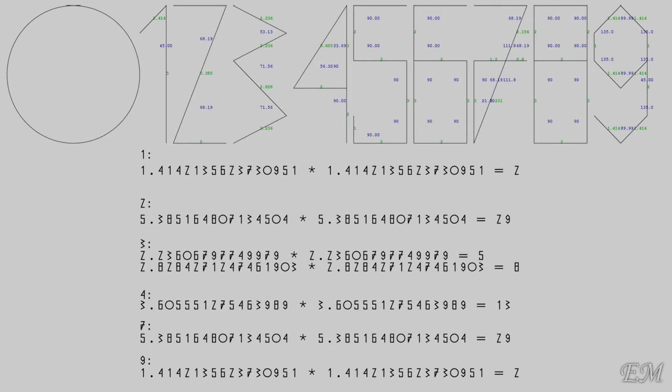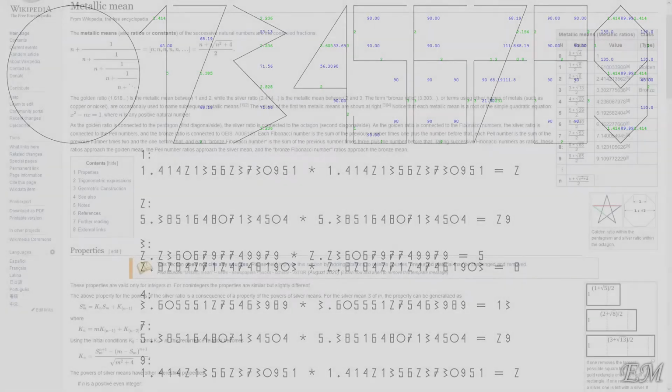The oblique line of the digit 1 has the squared length of 2. 2 has 29, 3 has 5, 5, 8, 4. 4 has 13, 7 has 29, and 9 has 2.